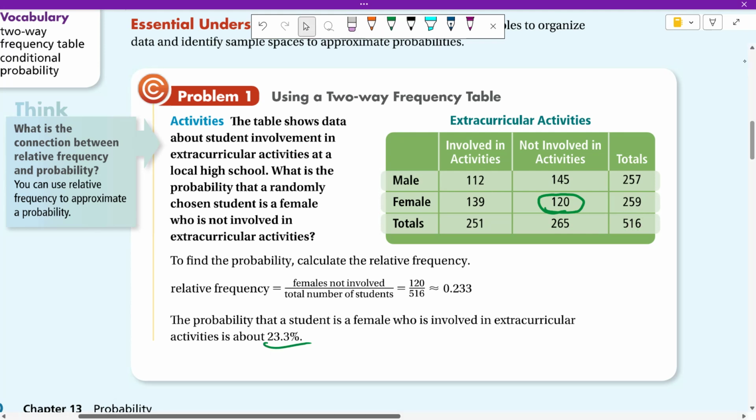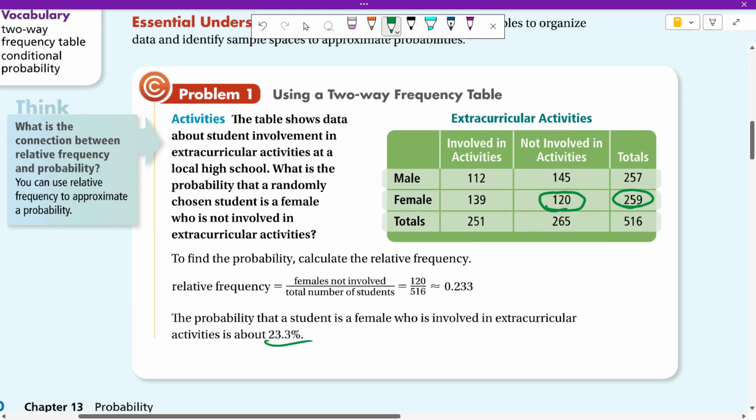Now, if we ask it slightly different, what's the probability, given that somebody's a female, that they're not involved in a school activity? Well, if we're just then talking about only the females, it'd be 120 out of 259, not 120 out of 516. So it depends how the question is asked, which numbers you use.